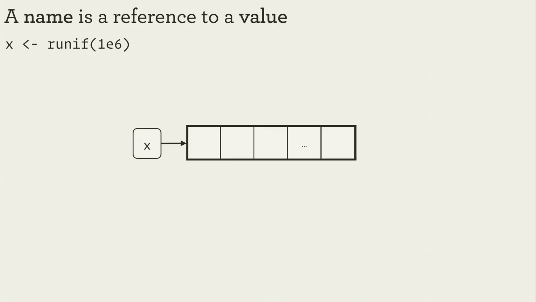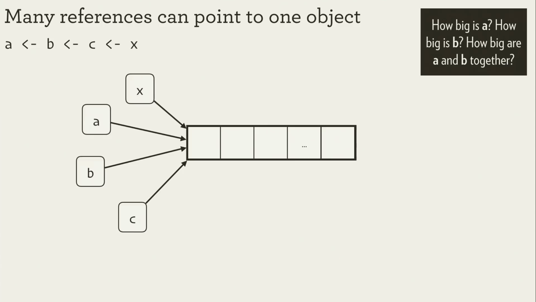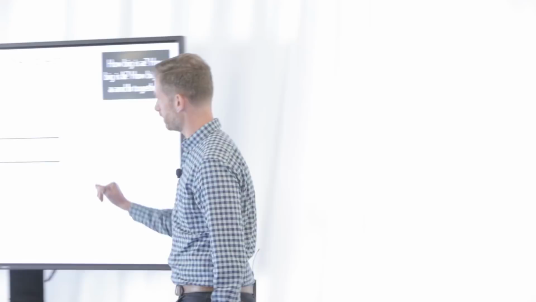I'm not going to use "pointer" because that conveys some specific technical meaning, which is not true in R. But it's like a reference. A name references a value. And in fact, many references can point to one object. So when you assign one object to another, that's not really what you're doing, right? When you use the assignment arrow multiple times, you're actually just referencing the same value from multiple names.